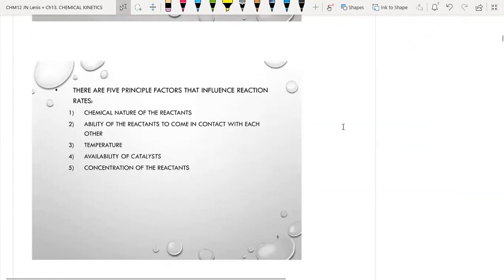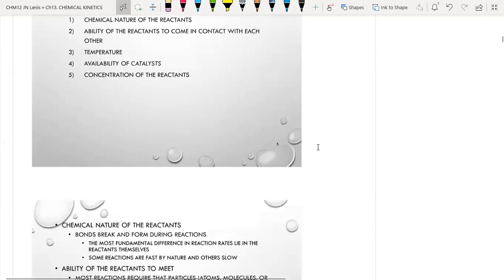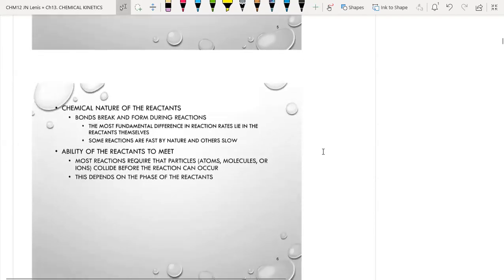Okay, let's start using simple, general concepts. There are 5 important factors that affect the speed of the reaction. Number 1 is the chemical nature of reactants. Some reactions or some reactants by nature are very active.